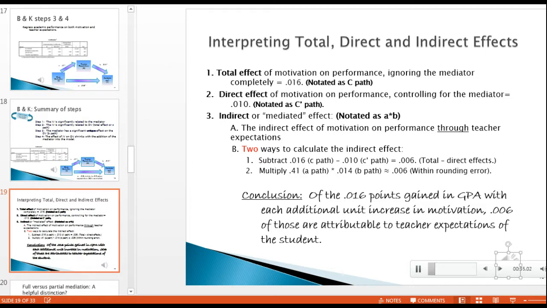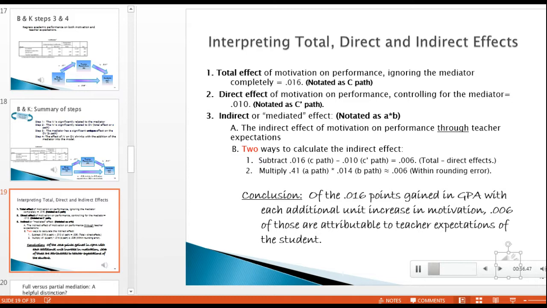And so it's good to note that the total effect is equal to the direct effect plus the indirect effect of the IV on the DV. Okay, so the direct effect is next, and that is the direct effect of motivation on performance. It is the effect when you're controlling for the mediator.